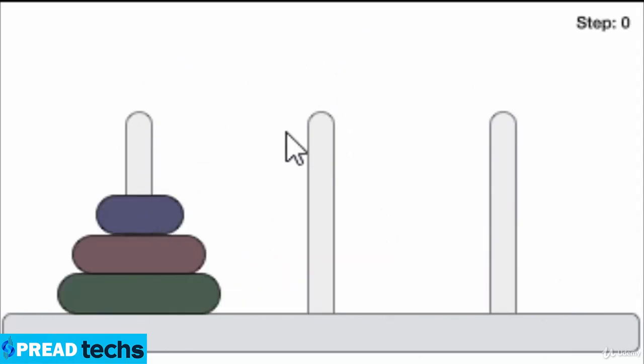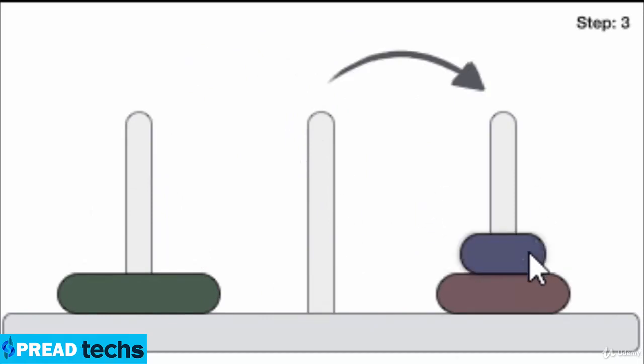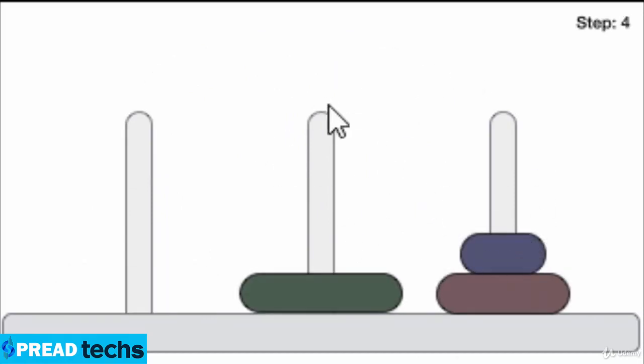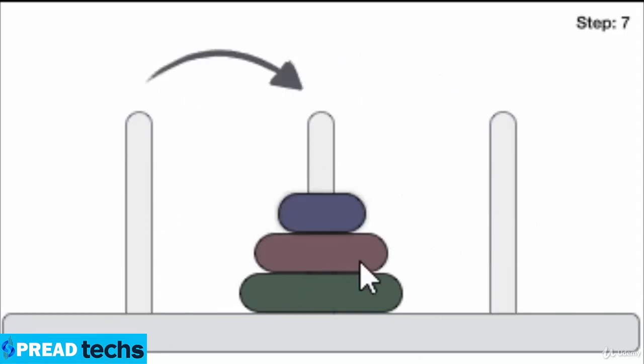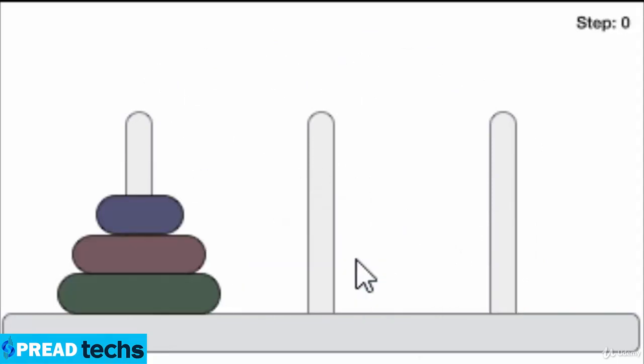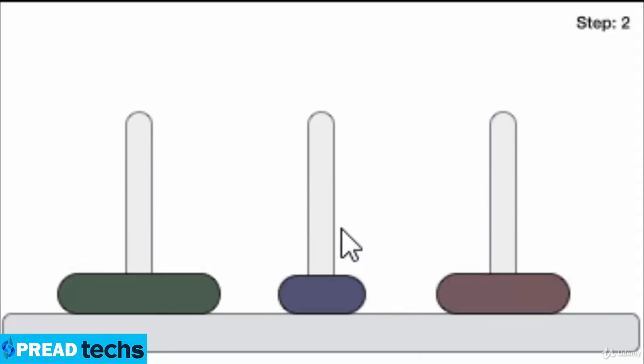Here you can see the smallest element moved to the destination, then auxiliary, and then auxiliary again, and then it's moved to destination, then source, and then destination, and then destination. So this is the example of the Tower of Hanoi.